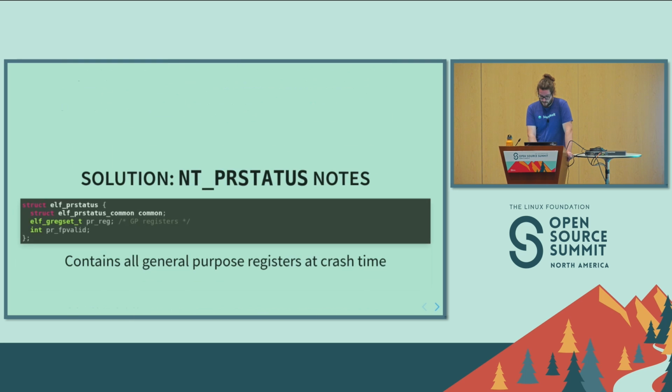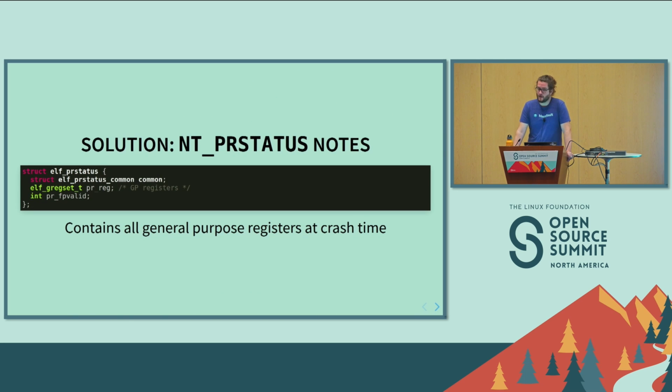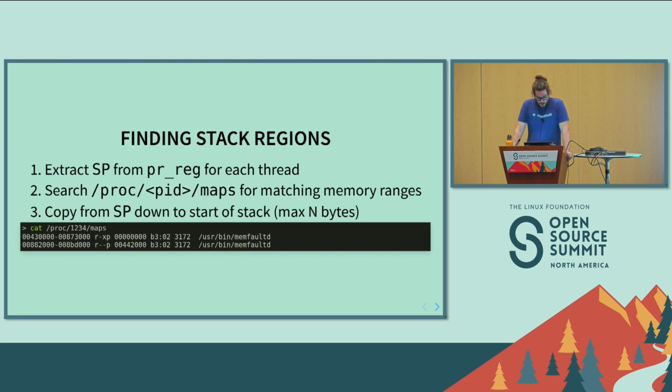Luckily for us, we mentioned these note segments before. One of the more important parts of this is the PR status, or process status, notes. This gives you a view into what was going on in the process at the time of crash. And particularly the spot that is most interesting is that pr_reg member, which is the general purpose registers. Obviously, that's going to change from platform to platform. It's going to be a different set of registers, but the general idea is the same. We need that stack pointer. So what are we going to do?